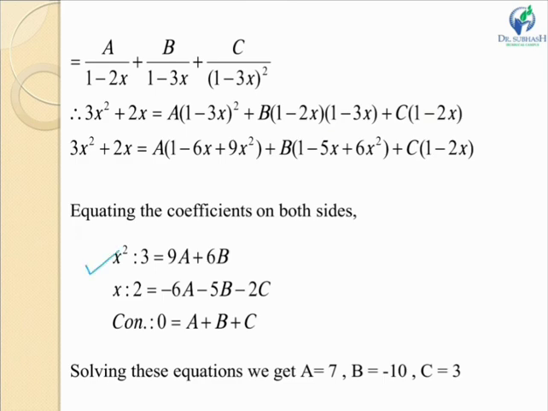First I will take the coefficient of x square. So here on LHS it is 3 and on the RHS you get 9A plus 6B. Similarly, I will equate the coefficient of x. I get 2 equal to minus 6A minus 5B minus 2C. And at last on equating the constants, I get 0 equal to A plus B plus C. Now on solving this by using a regular elimination method, we get the values of A, B, C as 7, minus 10 and 3.